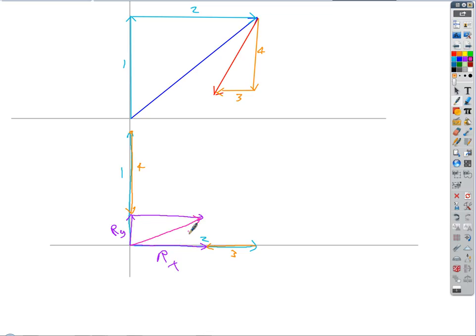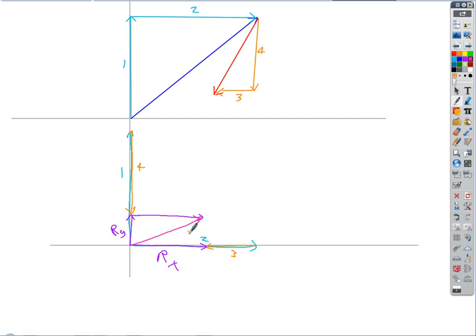Easy. Square root of that squared plus that squared equals that length, right? What did I have to do to find r sub y? All I had to know was the vertical component of the blue vector and the vertical component of the red vector, and add them up, right? What did I have to do to find r sub x? The horizontal part of the blue vector plus the horizontal part of the orange vector gave me that, right?